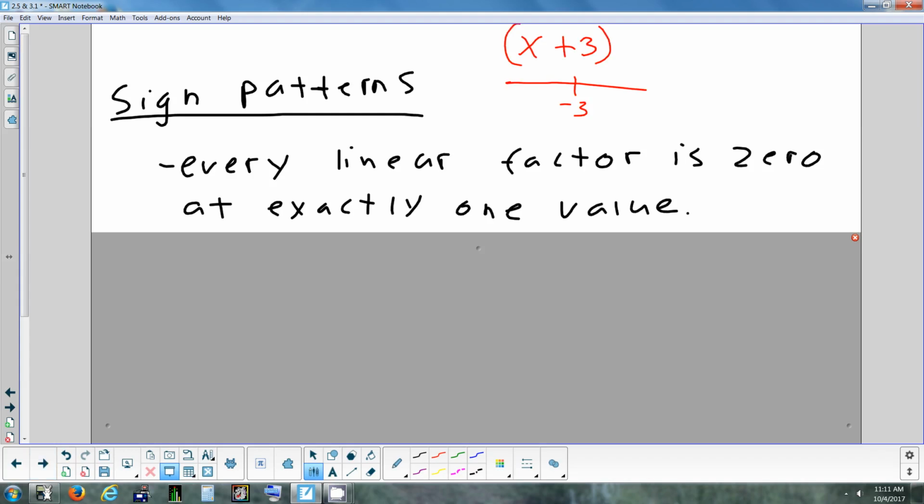What if you plug in a number smaller than -3 for x? What kind of answer would you get? Smaller than -3, like -10. You get a negative.